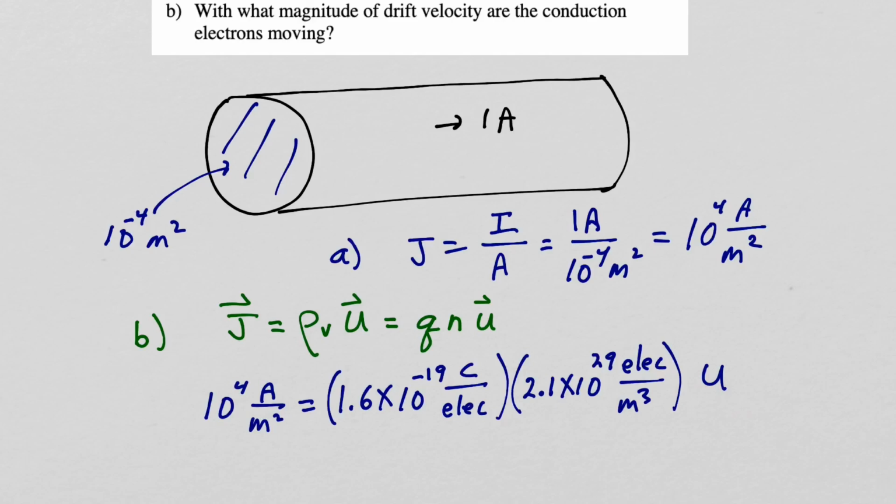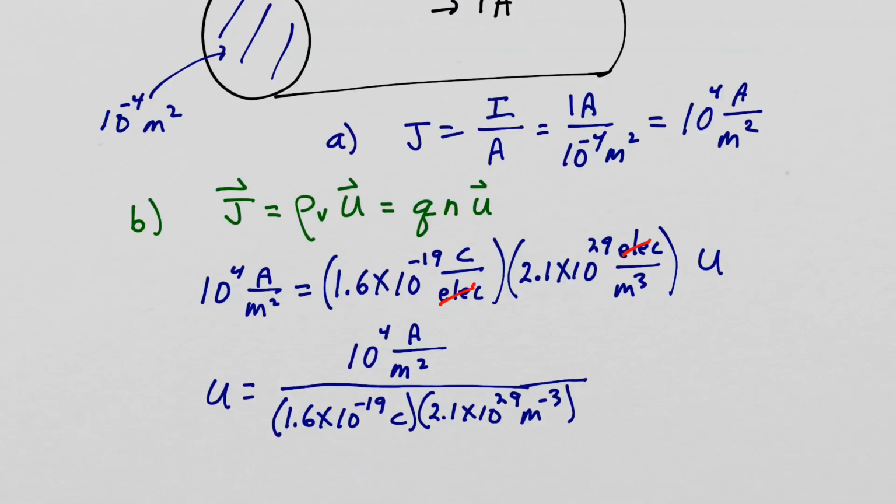So for the current density, we put in 10 to the 4th amps per meter squared. For the charge on an electron, we put its magnitude, 1.6 times 10 to the minus 19th coulombs. In aluminum, there are 2.1 times 10 to the 29th conduction electrons per cubic meter. So we solve for the drift velocity.